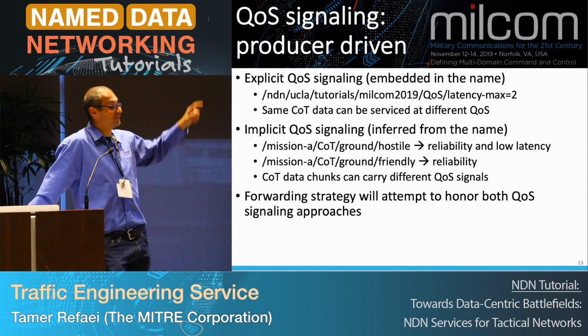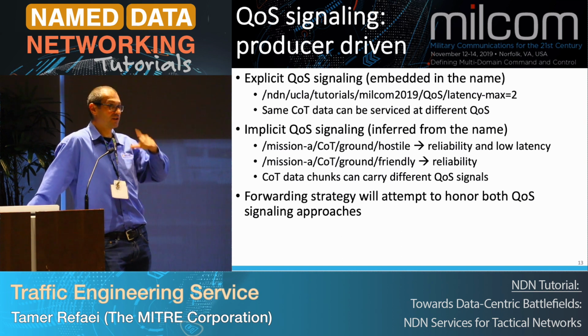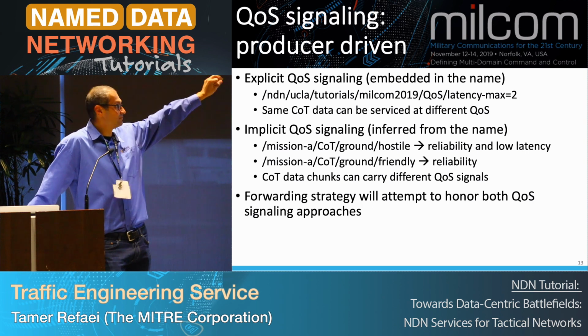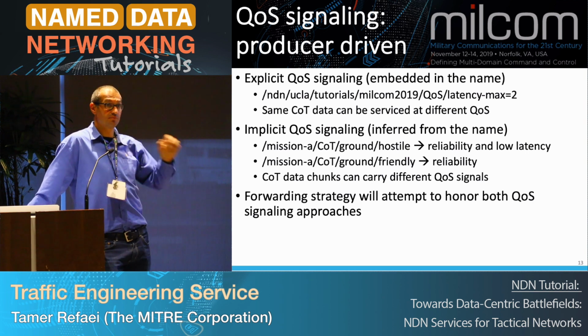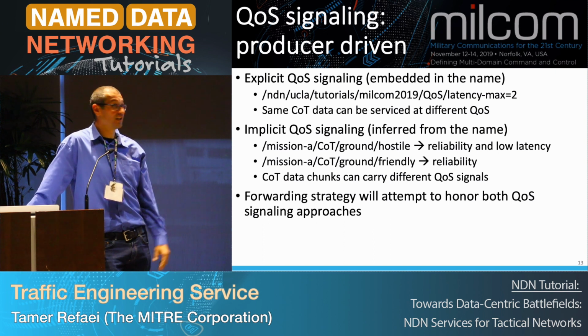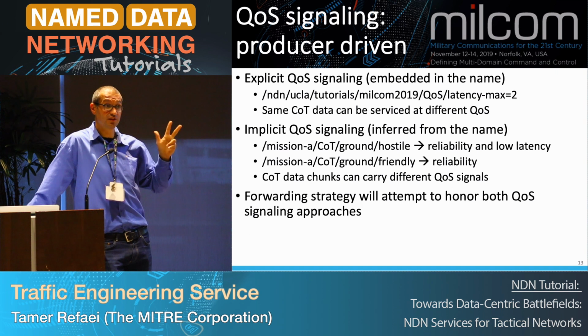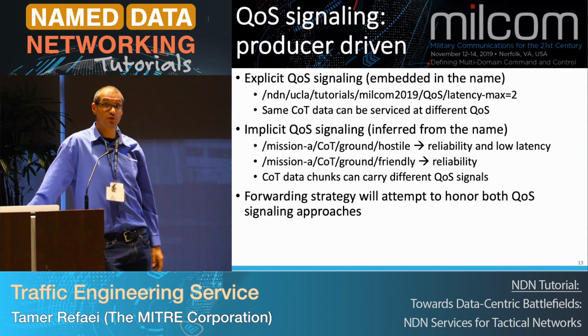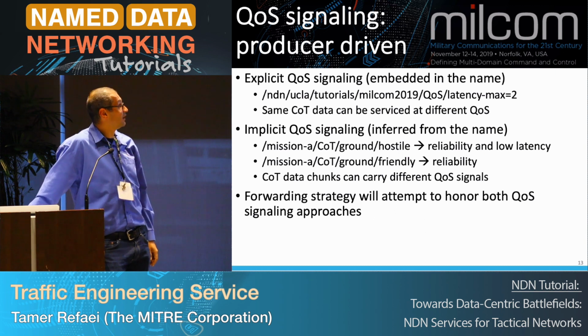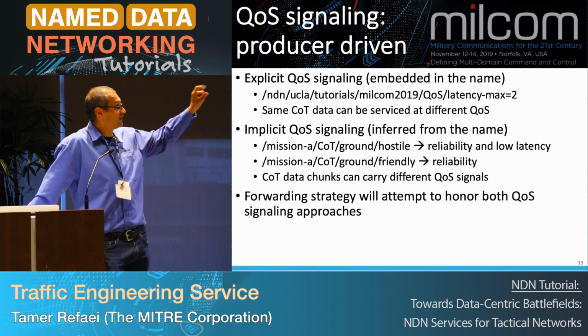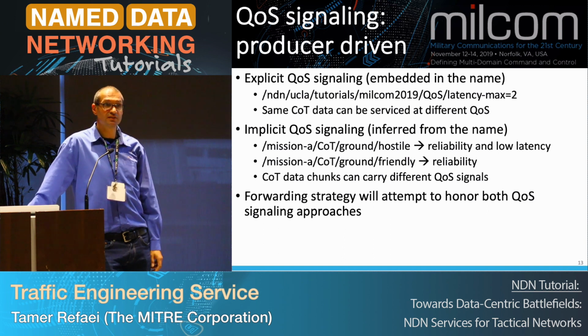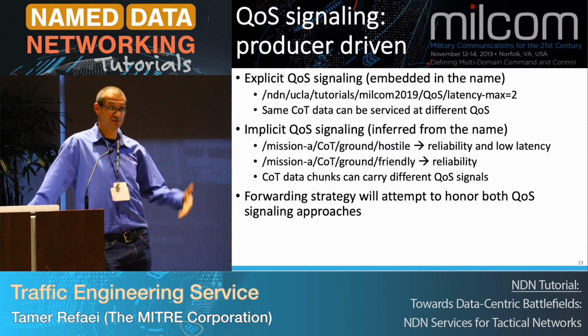There could also be implicit. So in this case, we'll have a policy. And this policy basically says anything that says mission ACOT ground hostile, by default, when you see that as a prefix in the name, you should assume this requires reliability and low latency. I'm not going to tell you an exact number, but when you forward this, make sure you pick the lowest latency path, right? But then when you see something like mission ACOT ground friendly, reliability, it doesn't necessarily have to take the lowest latency path, but just make sure that it's something reliable.